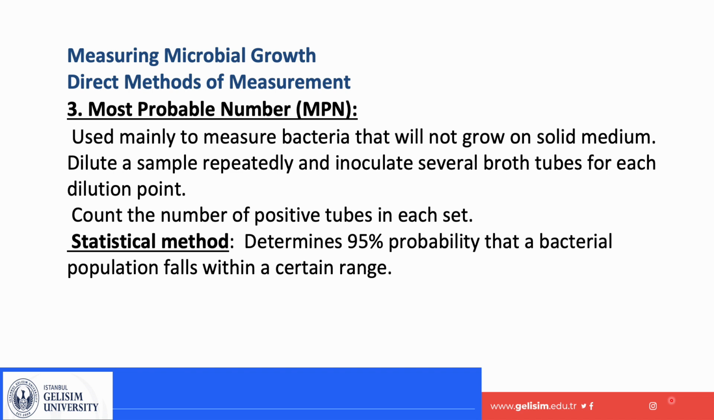Now, this data is then analyzed using statistical methods to determine the most probable number of bacteria present in the original sample, with a 95% probability that the bacterial population falls within a certain range. Now, the MPN method has several advantages, including its ability to measure bacteria that do not grow on solid media, and its ability to provide an estimate of the number of bacteria present in a sample. However, it can also be time-consuming and may require specialized equipment to perform.